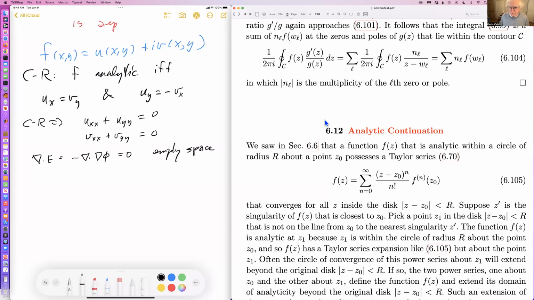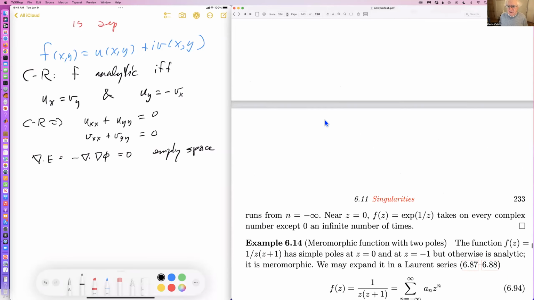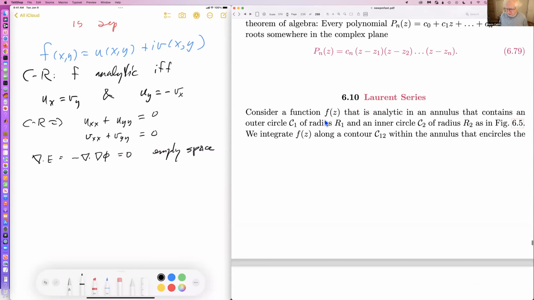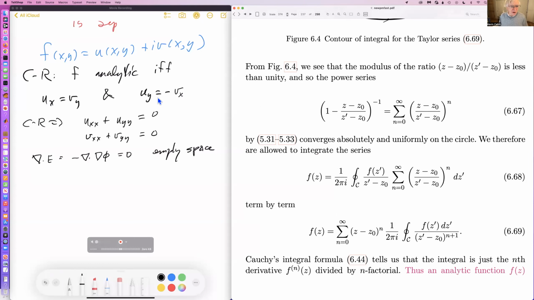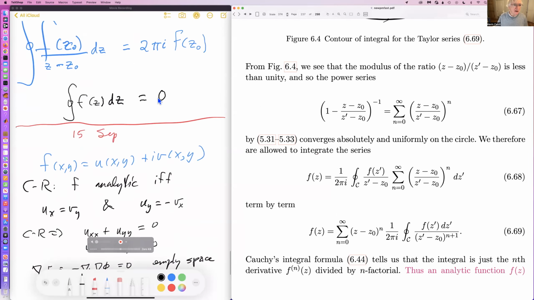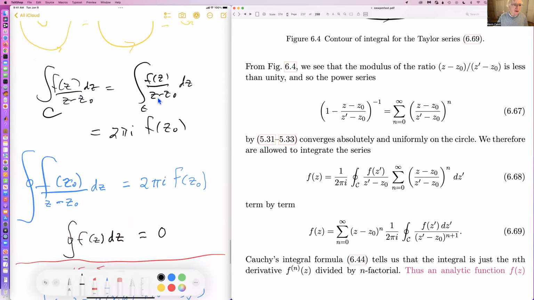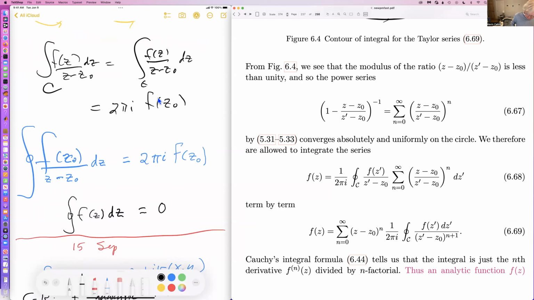Okay, and I'm going to go back quite a bit, maybe just to remind you what some of these important things are. The really important thing is the definition of what it means to be differentiable, what it means for a complex function to be differentiable.